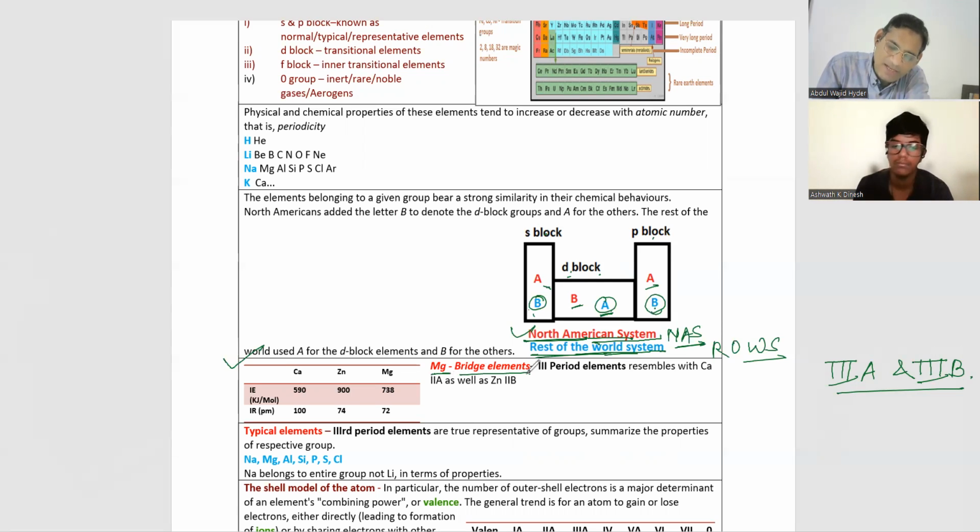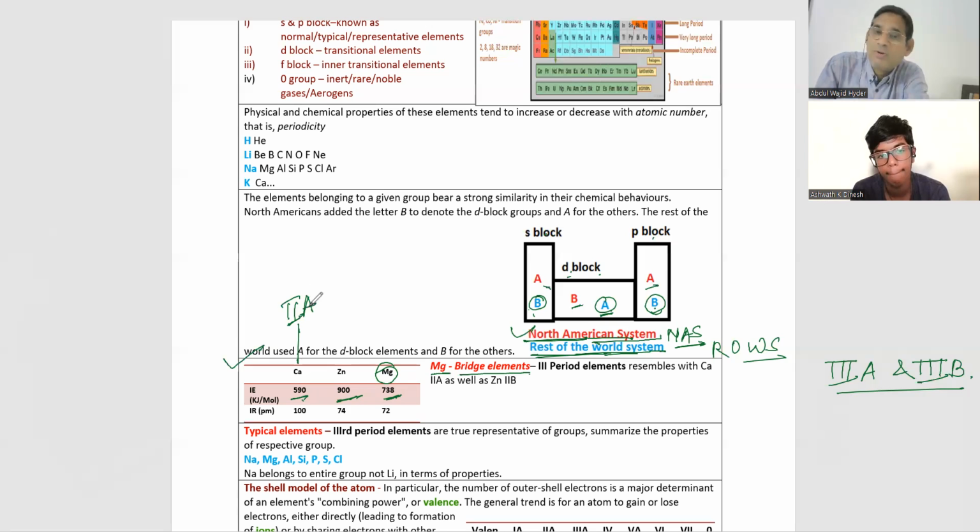Magnesium is known as a bridge element. What is a bridge element? Bridge element means between two elements. The ionization energy of calcium is 590 and the ionization energy of zinc is 900. What about the ionization energy of magnesium? Greater than calcium and lesser than zinc. Calcium is second A.